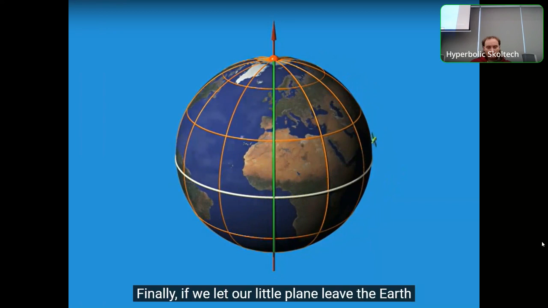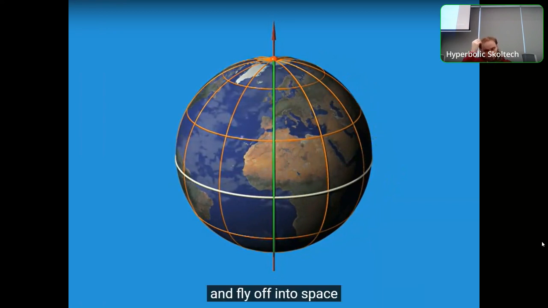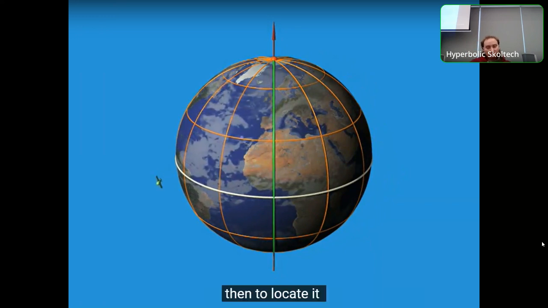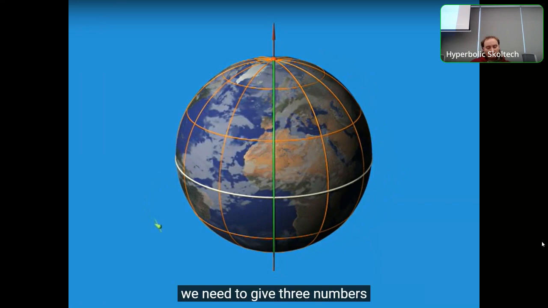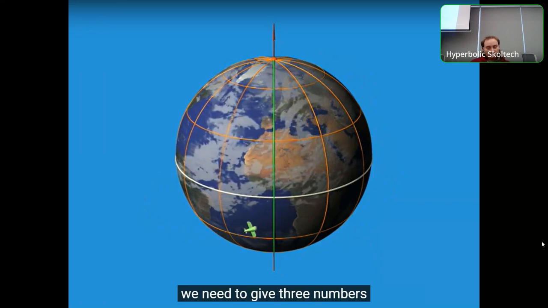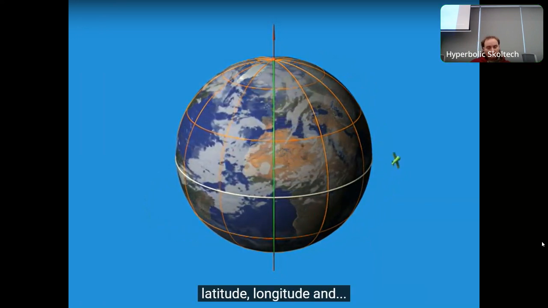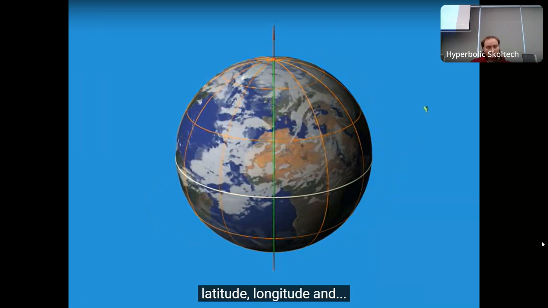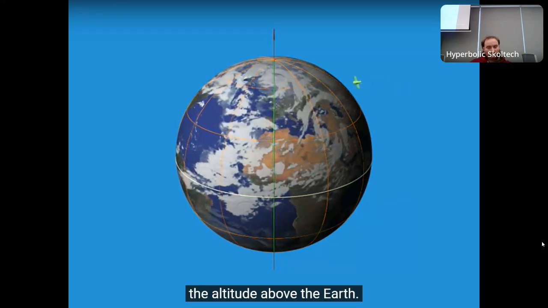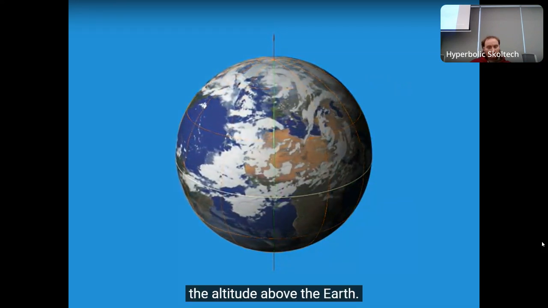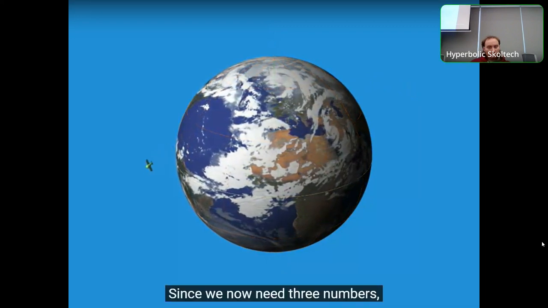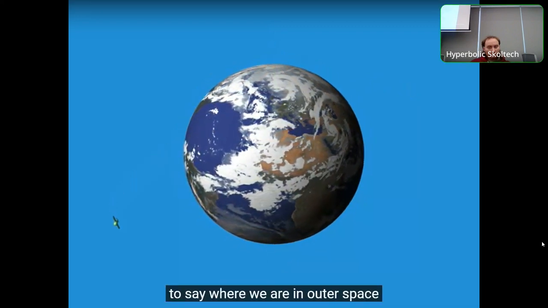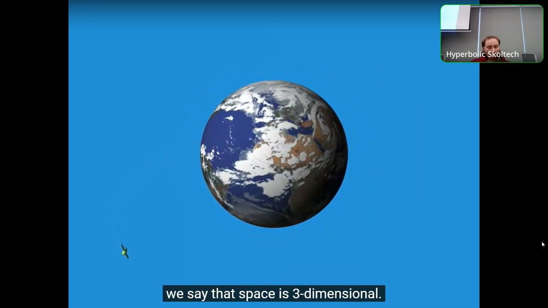Finally, if we let our little plane leave the Earth and fly off into space, then to locate it, we need to give three numbers: latitude, longitude, and the altitude above the Earth. Since we now need three numbers to say where we are in outer space, we say that space is three-dimensional.